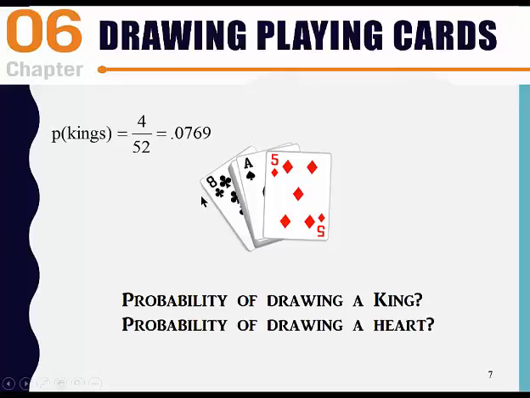How about the probability of drawing a heart? Again, how many hearts are in there? How many possible outcomes could there be? So the probability of hearts is there are 13 hearts, because we have 4 suits in there. 13 hearts divided by the total number of cards, 52, so the probability is 0.2500.